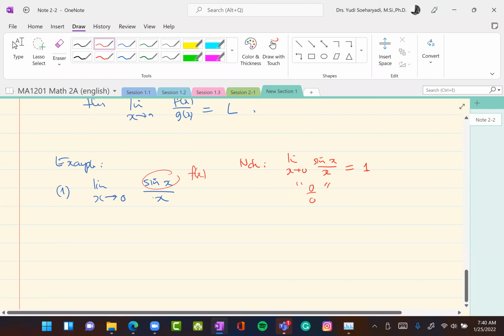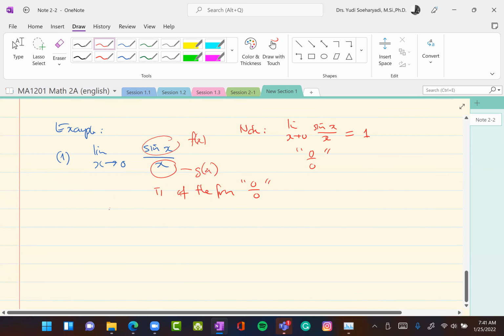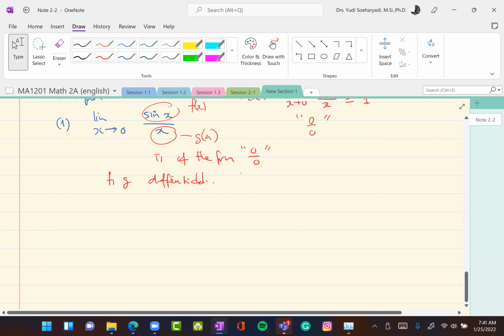let me go through the detail from the beginning. f of x, g of x is of the form small over small. Okay, and you see f and g here are just sine x and a polynomial, so both are differentiable. And you see that f prime of x is cosine x, g prime of x is just 1.